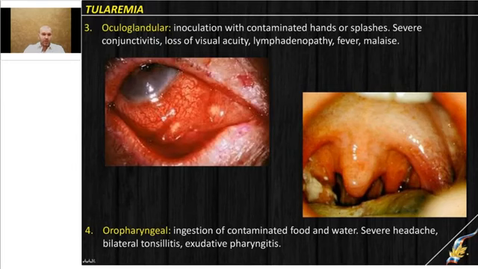The third form is oculoglandular, meaning that the eyes are affected, and again the closest regional lymph node is affected. Usually, again, that form is transmitted by direct inoculation with the hands when someone touched an animal and scratched the eye, or maybe by splashes. The disease manifests as severe conjunctivitis. On the left part of the slide, you can see that eye with hyperinflamed blood vessels. They are enlarged, very red, with some hematomas.